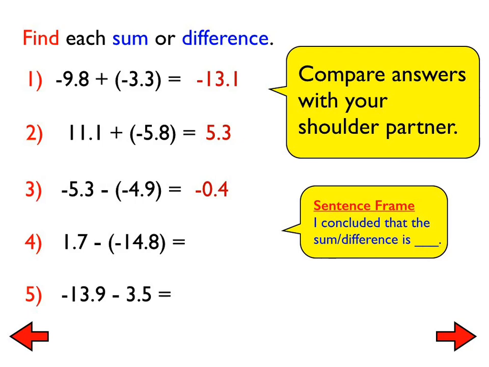Number 4. I concluded the difference is 16.5. Good. And once we add the opposite here, all we have are positive numbers. We have 1.7 positives and 14.8 more. We have 16.5 positives and 0 negatives. One reason why the difference is 16.5 is because we have 16.5 more positives than negatives. And number 5.